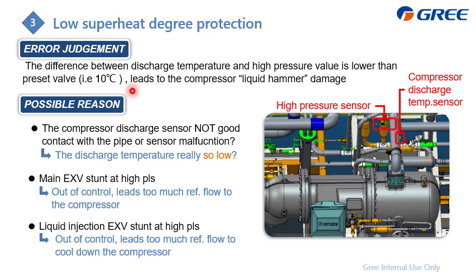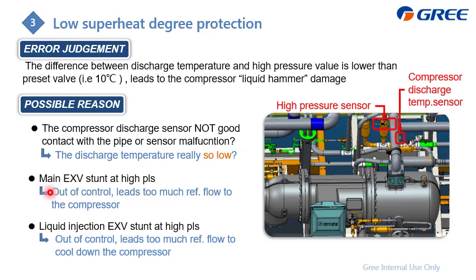To protect the compressor, we need to shut down, which is also to avoid liquid hammer damage. And on the system, you can also find the high pressure sensor here, and this is the compressor discharge temperature sensor. So first of all, you need to check whether the superheat of the compressor discharge is really so low or not by checking these two.